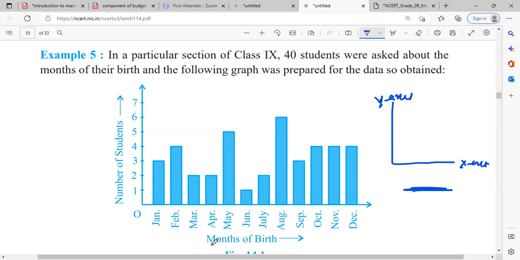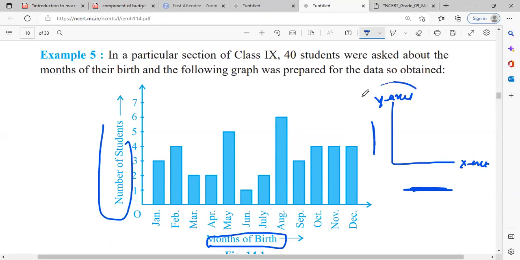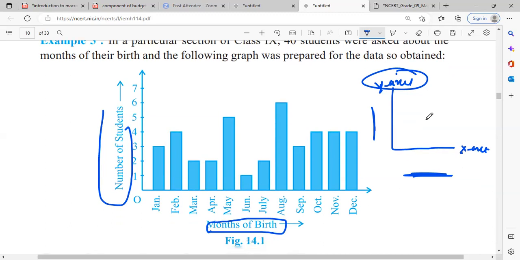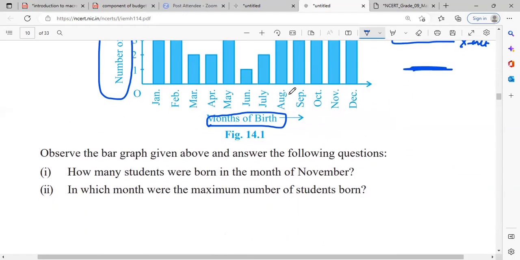For example, these are the months of birth, so I will write it here. And these 1, 2, 3, 4, what are they? They are the number of students. So you will write that here. And then you will draw the graph. If you are missing any of these 4 components, then your marks will be deducted. Clear?